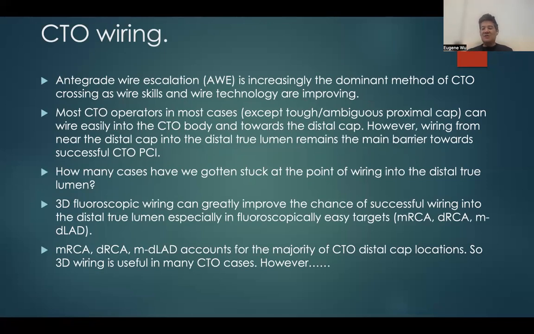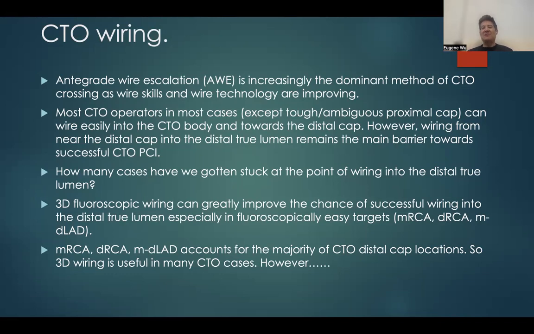Most CTO operators find it quite easy to get the wire from the proximal lumen to near the distal cap, except in cases where you have a tough, ambiguous proximal cap. Most of the time, within a few minutes, the operator can wire easily to the distal cap. But wiring from near the distal cap to the distal true lumen remains a main barrier towards successful CTO PCI.